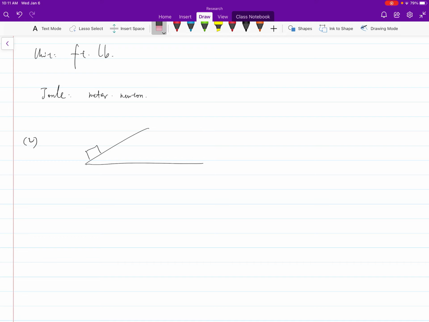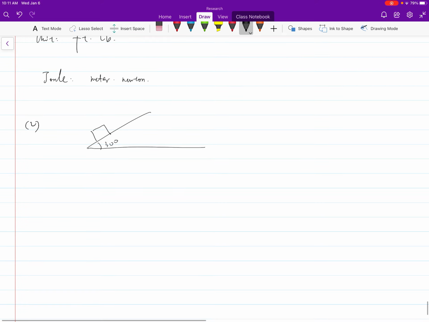Now you're pushing the cart. You are pushing the cart with a 30-degree incline. So technically, you should also push in this way, right? But let's assume that at the beginning you're not able to get below the cart and start pushing it in the direction you want.